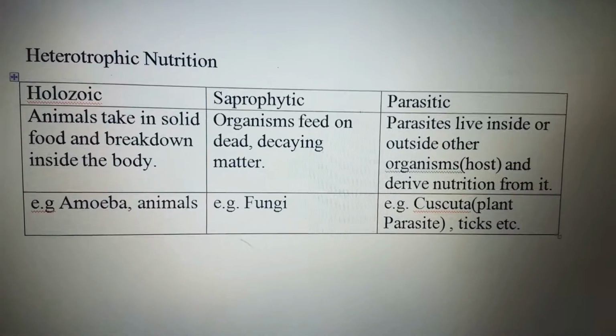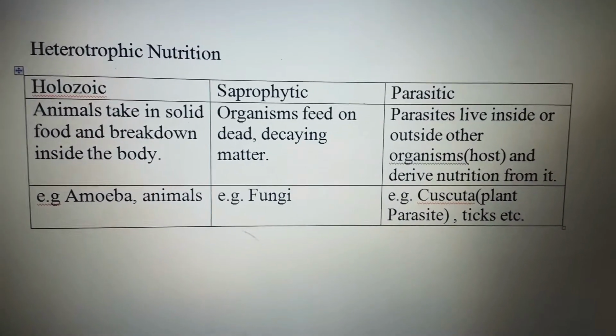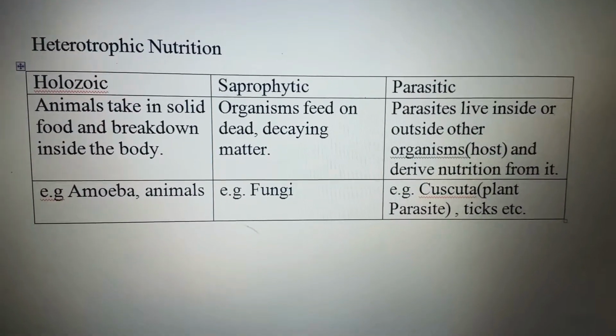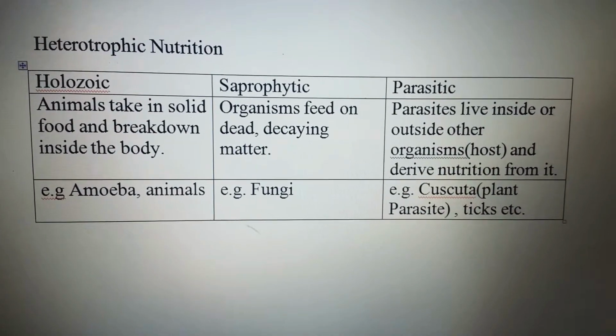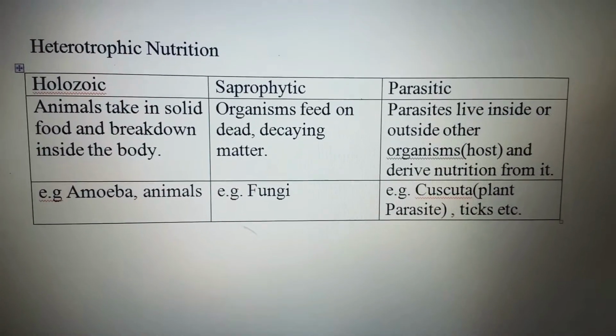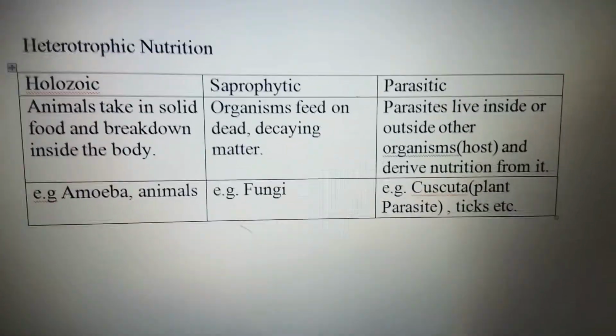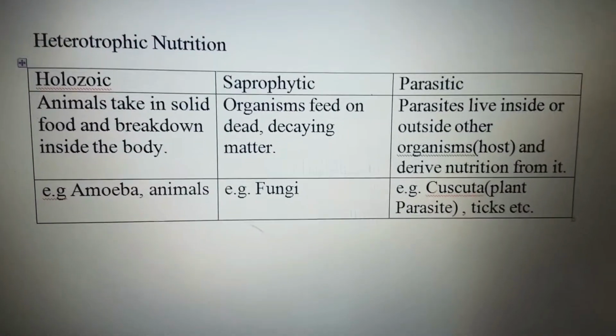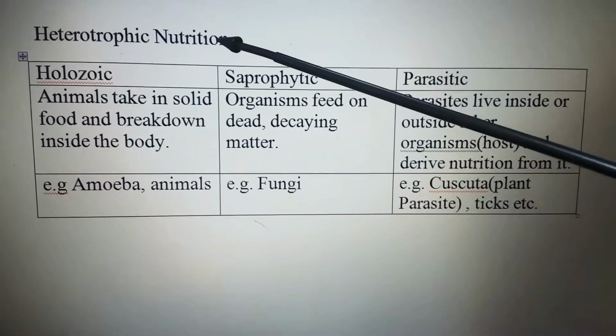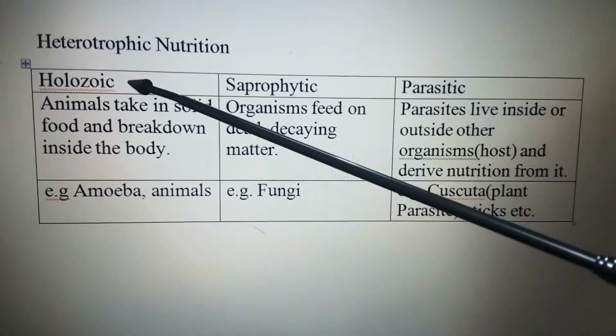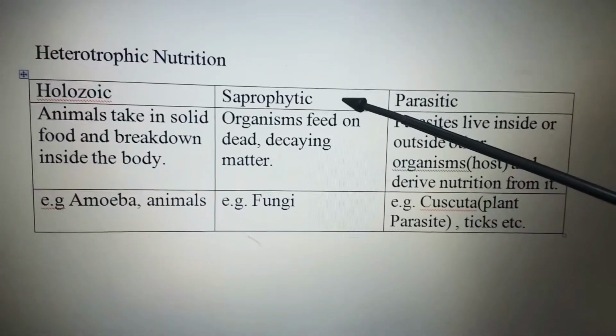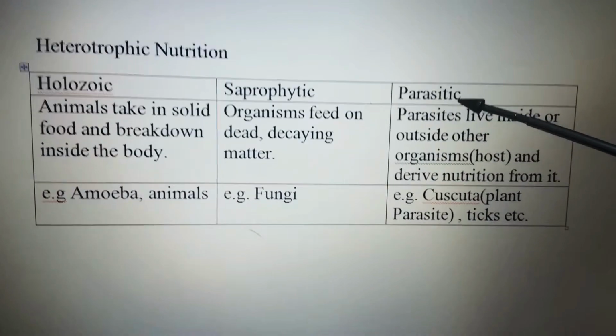Heterotrophic nutrition is the nutrition in which the animals depend either on autotrophs or on other animals for their food. The types of heterotrophic nutrition are of three types. First is holozoic nutrition, saprophytic nutrition and parasitic nutrition.